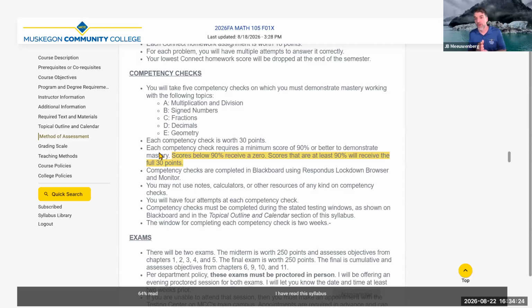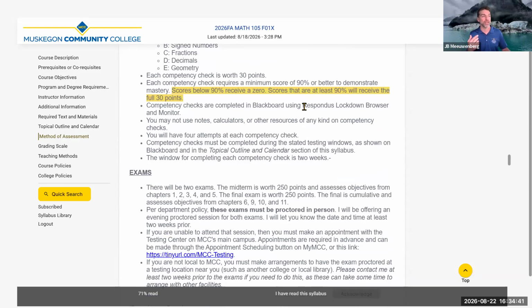Now, if you end up getting a 0 on one, 30 points isn't going to make or break you out of a course that's going to have 1,000 points in it. But you do need to work on that stuff. And you get 4 chances to take each one. Those are going to be done online using something called Respondus Lockdown Browser and Monitor. I will give you more information about that as the class goes on. Keep in mind that you can't use any resources on any of those. No calculator, no notes. You can have blank paper to write stuff down on, but no other resources.